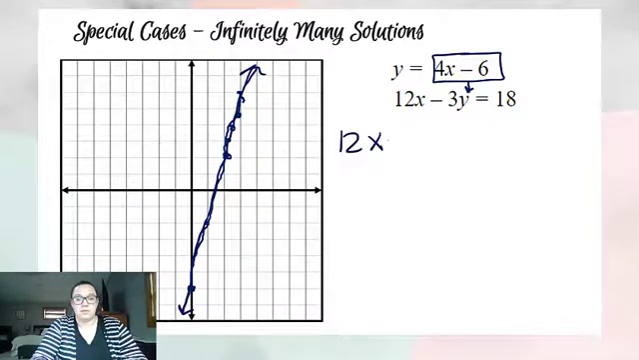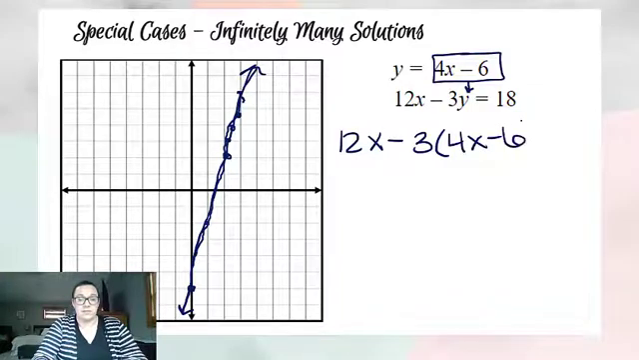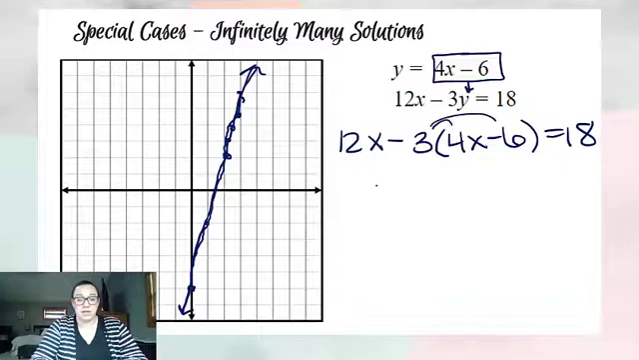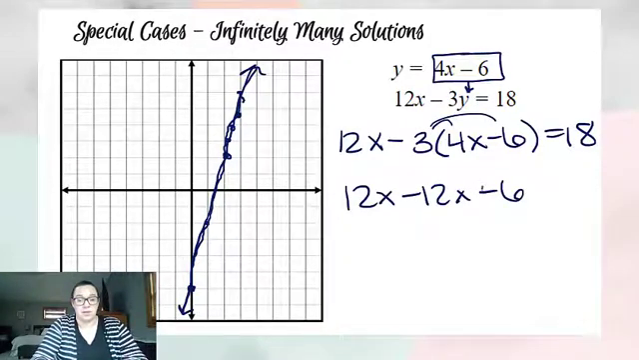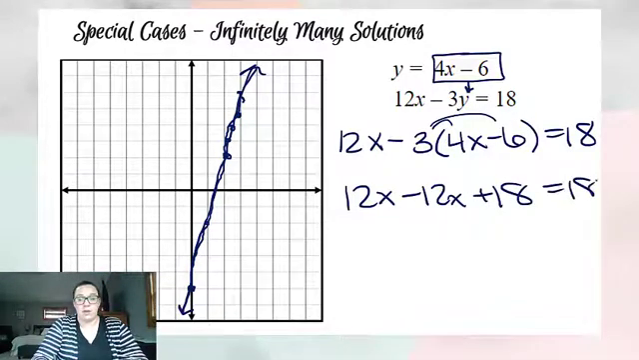So I'd have 12x minus 3 times the quantity 4x minus 6 equals 18. And then I would distribute this 3 in. So I'd have 12x minus 12x minus 6, plus, I made a mistake there, let me fix it. Okay, negative 3 times negative 6 is positive 18.